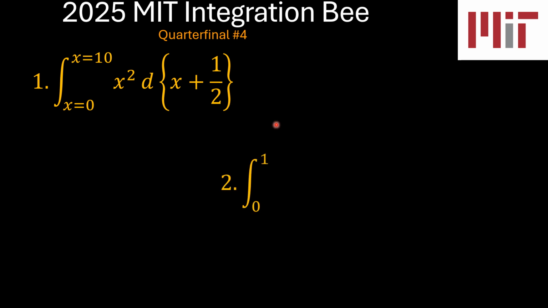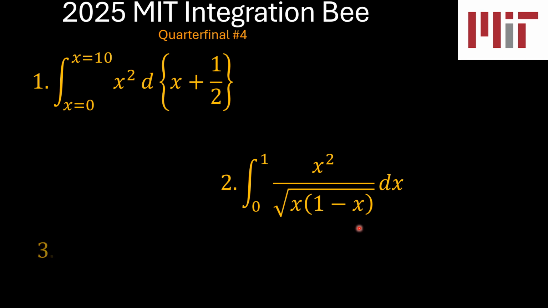And then problem number 2 is the integral from x equals 0 to 1 of x squared over the square root of x times 1 minus x. And problem number 3 is the indefinite integral of 1 over x to the 8 minus x to the 6. So very interesting problems, and I hope you stay put and really enjoy to see what we develop here.